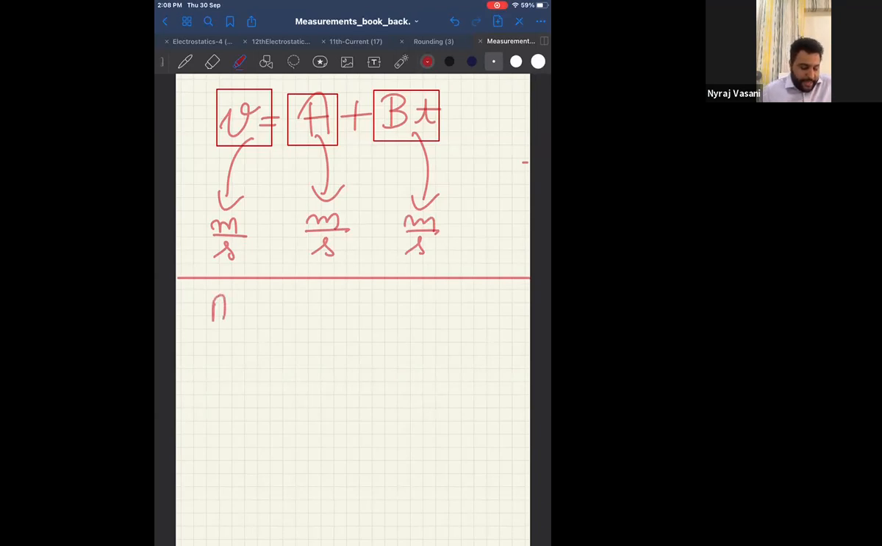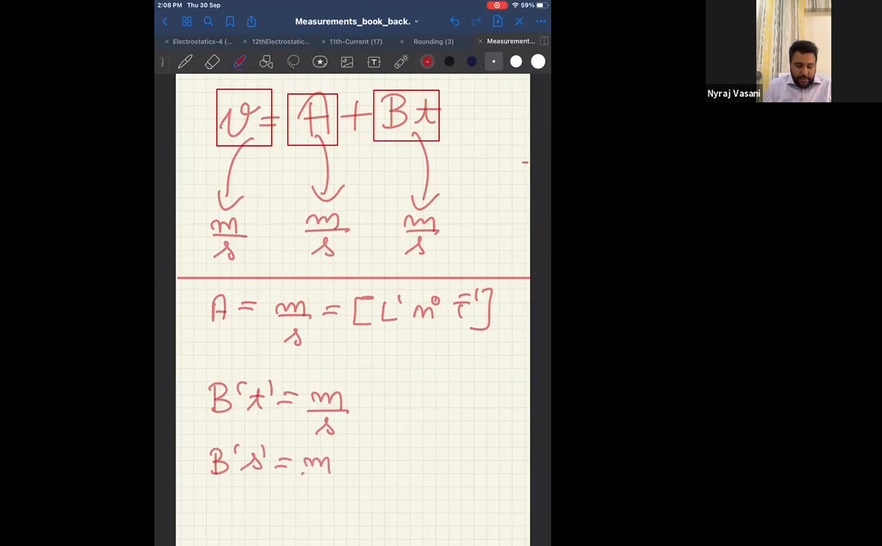Therefore, can I say directly that the unit of A is meter per second? And what is the dimension of meter per second? L1 M0 T minus 1, correct? Now, B into time is also meter per second. The unit of time is second, so B into second is equal to meter per second. Therefore, B is equal to meter per second square. What is the dimension of meter per second square? L1 M0 T minus 2.